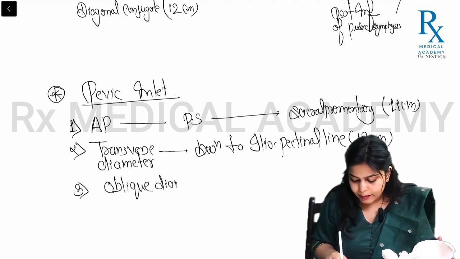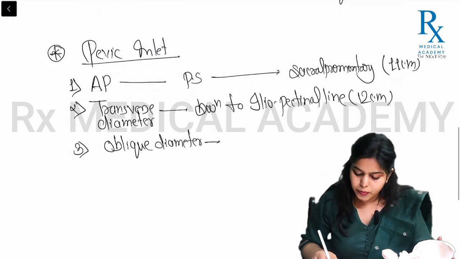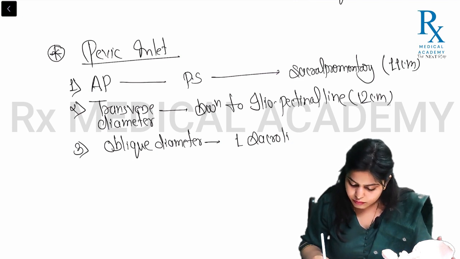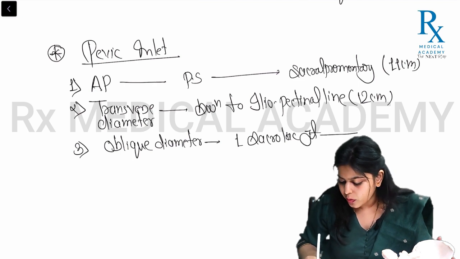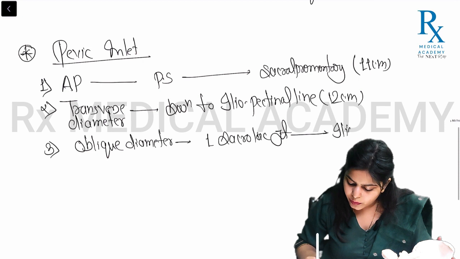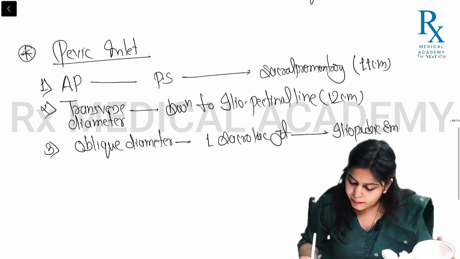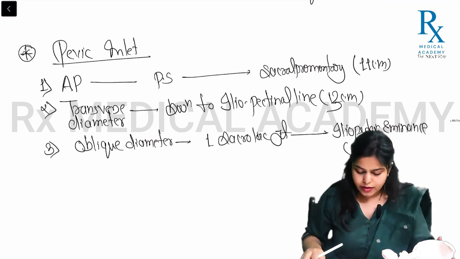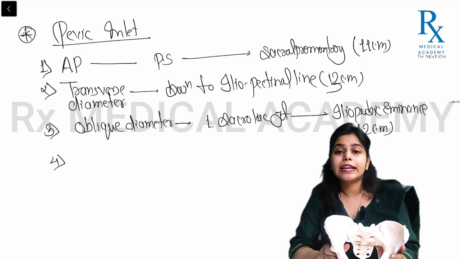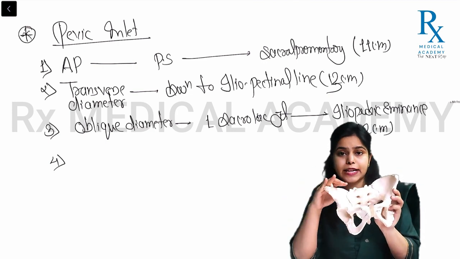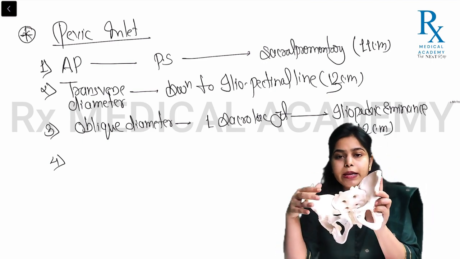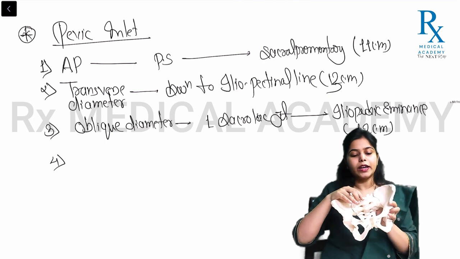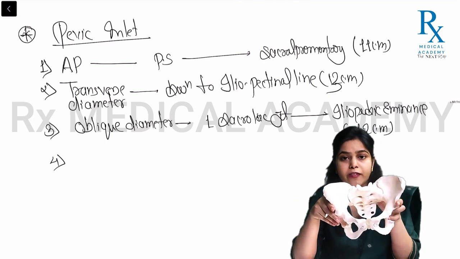Third is oblique diameter, which is formed from one sacroiliac joint to iliopubic eminence, which is around 12 centimeter. One more diameter is also there, which is known as sacrocotyloid diameter, which is formed between the midpoint of the sacral promontory to the same side iliopubic eminence, which is around 9.5 centimeter.